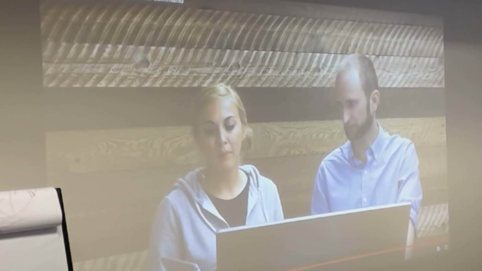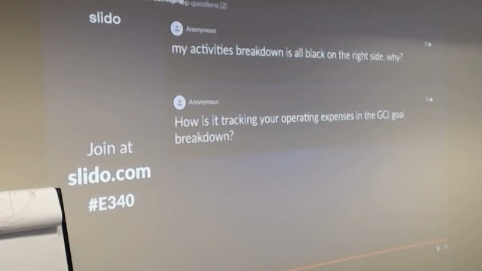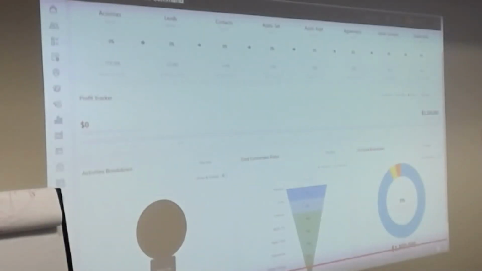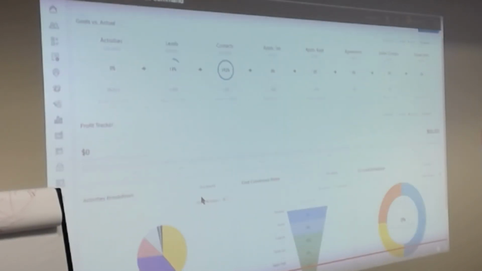If you're seeing your activities breakdown all black on the right side, why? That's from Anonymous. If you're seeing all black, you may have your 2020 goal selected. This is kind of what you're seeing right now, or it could be that we'll go back to the 2019.